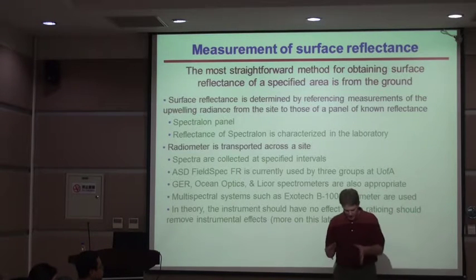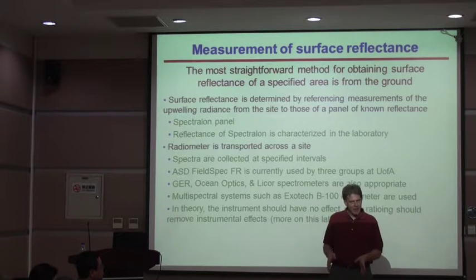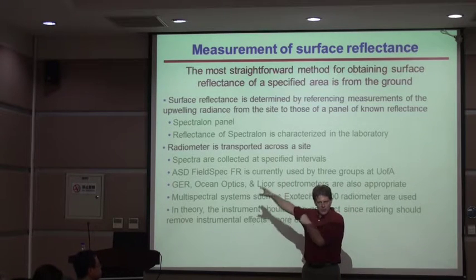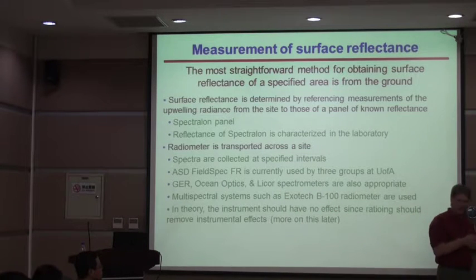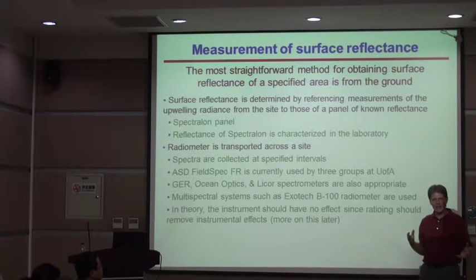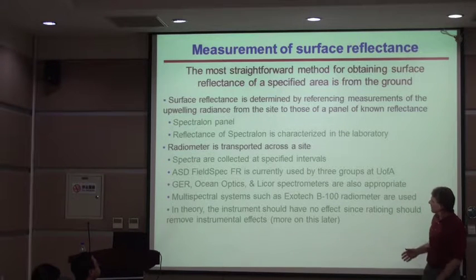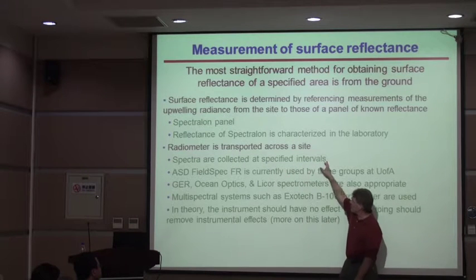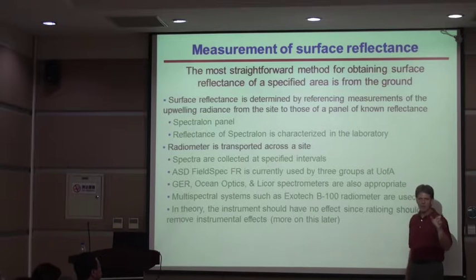You know the BRF of the panel because we measured it in the laboratory. And that we know because we had the sample from NIST that had been characterized. So we know the NIST BRF, which gives us the panel BRF, which then allows us to get the site BRF. Now we have to make sure that we somehow make that representative of what the sensor actually sees. So you transport it across the site. In our case, we're collecting spectra at specified intervals. You can set up the ASD to integrate certain lengths of time.